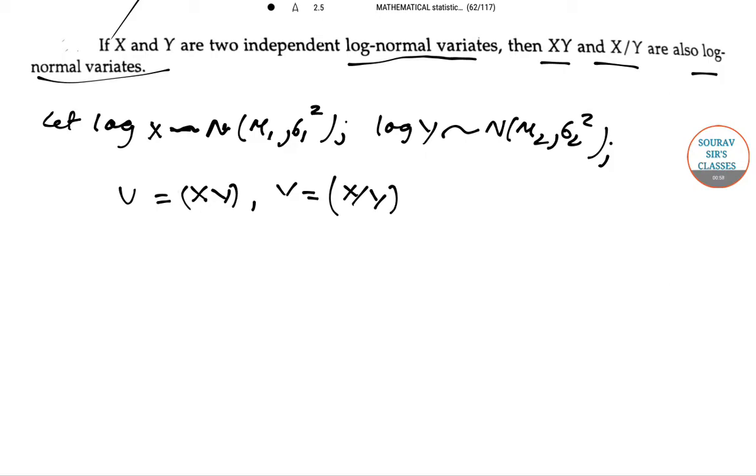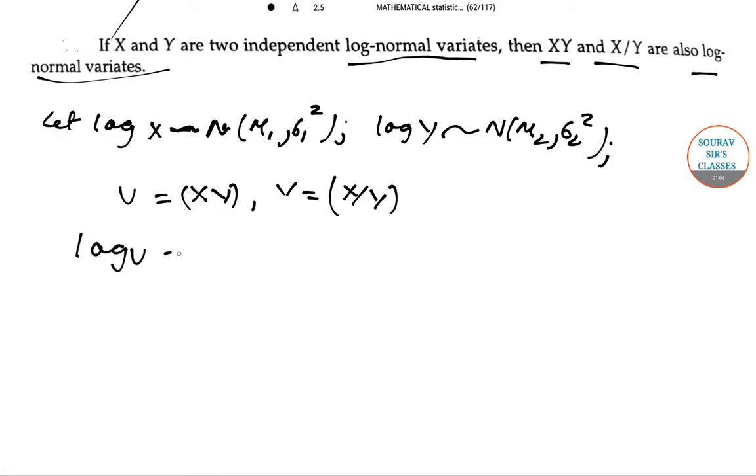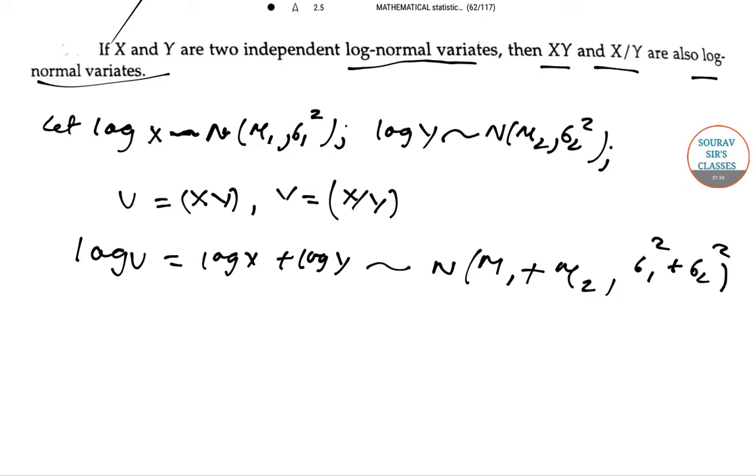Now from here what we can do is, log U will be equal to log X plus log Y. You know the formula, log XY is equal to log X plus log Y, which belongs to normal (mu1 plus mu2, sigma1 square plus sigma2 square). So we have this so far.